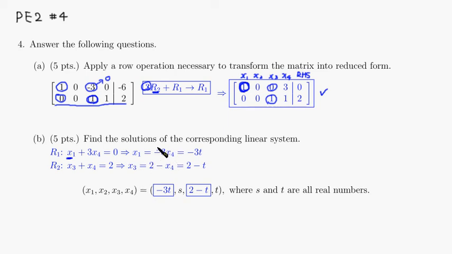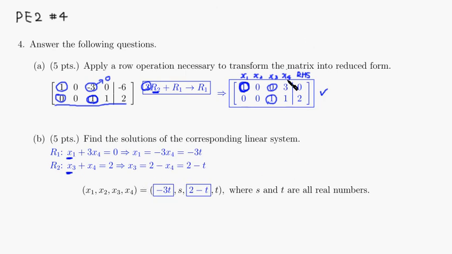Row 2 gives you 1x3 plus 1x4 is equal to 2. Then we solve for x3, so basically subtract x4 from both sides. We have x3 is equal to 2 minus x4. So we got those.